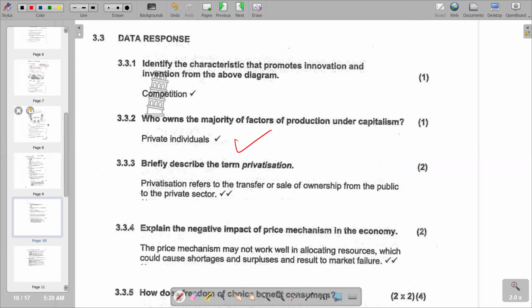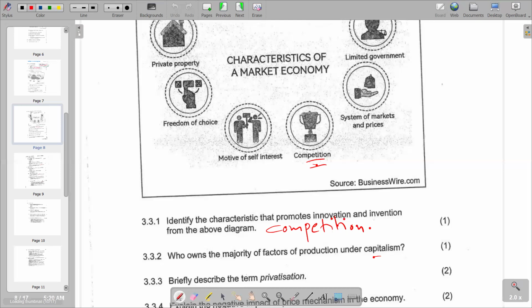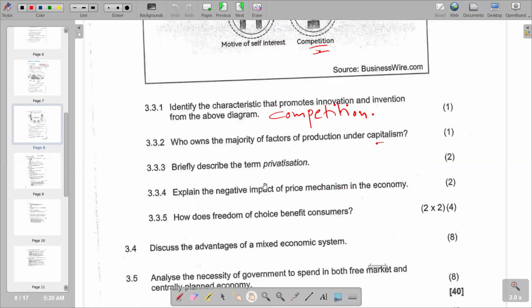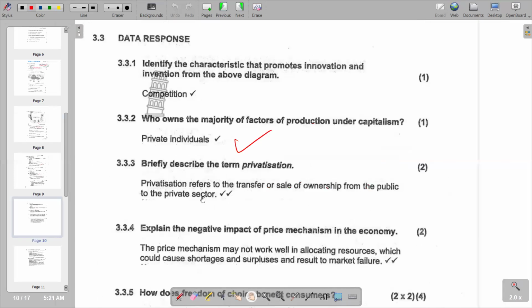So we go to the next part of the question, which reads, describe the term privatization. Privatization is the transfer of ownership from being publicly owned to being privately owned. So basically, that's what we have in terms of privatization. But we can go and see the explanation that we have. It says privatization refers to the transfer or sale of ownership from the public to the private sector.